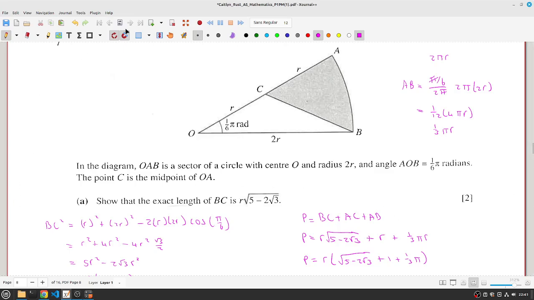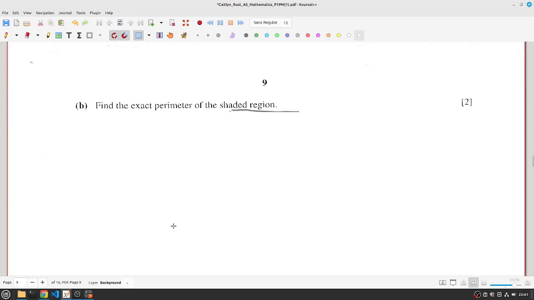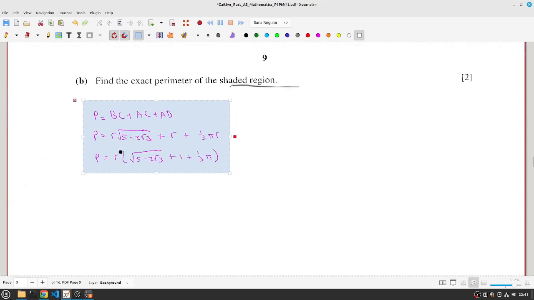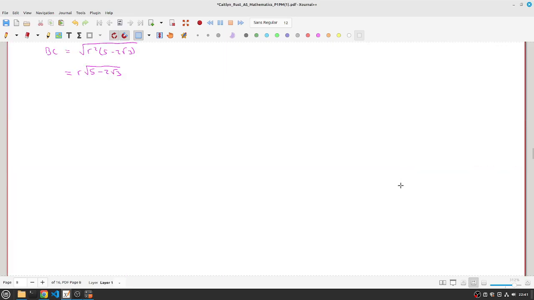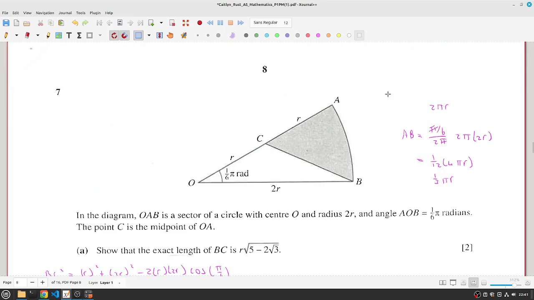Let me copy that to the next question, just so we have it in case I want to also save this PDF and send that through. We're going to do that, and I'll also copy how we found AB, this little part here.